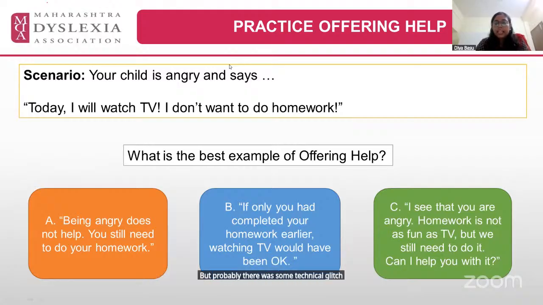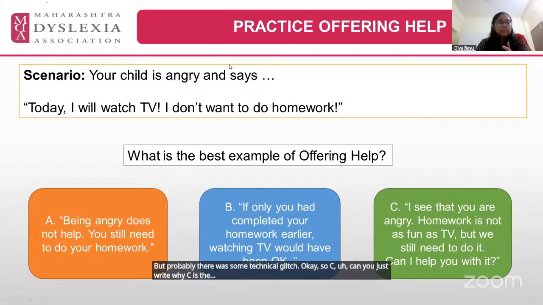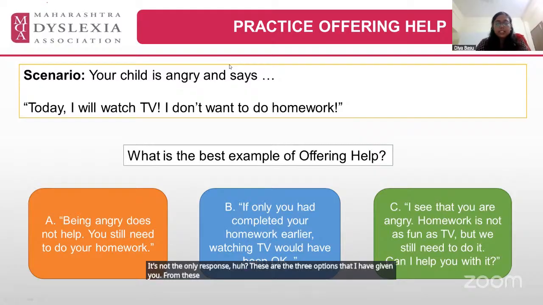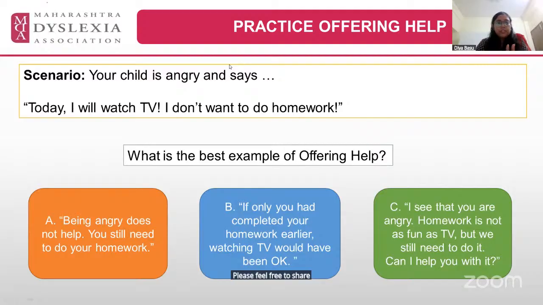Okay, so C, can you just write why C is the best response probably over here? It's not the only response. These are the 3 options that I have given you. From these options, it's the best. Please feel free to share in the chat. I will give you a minute or 2 to think about it and then write.